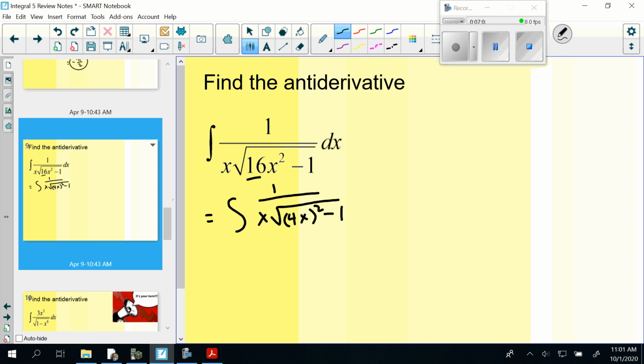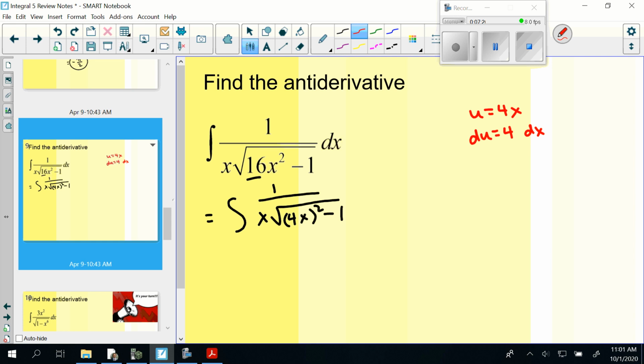So this one has kind of a function in a function. This would be one we'd want to try some substitution on. So let's substitute u for 4x. That way it'll end up looking like one of our inverse trig ones there. Now we have to take the derivative of both sides.